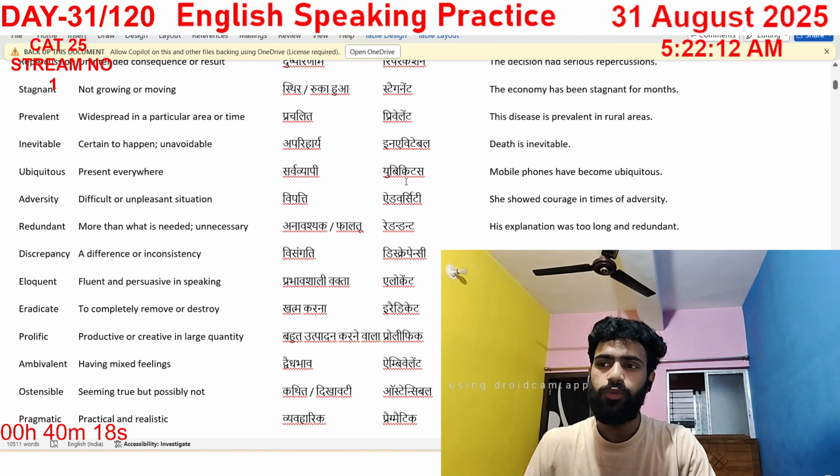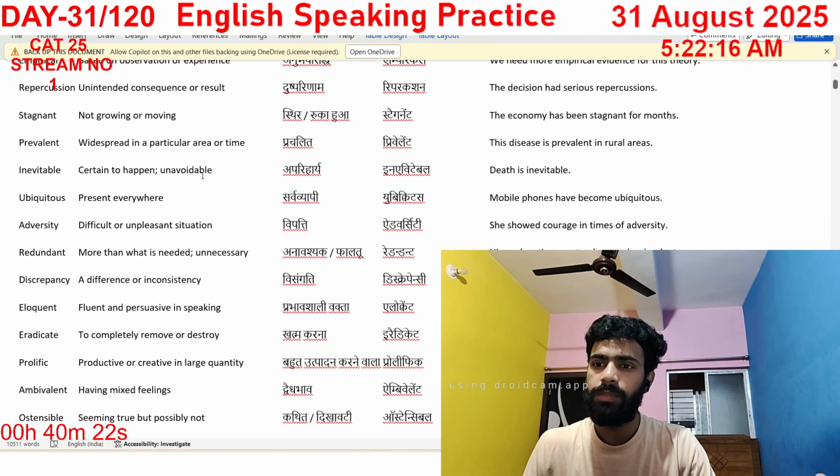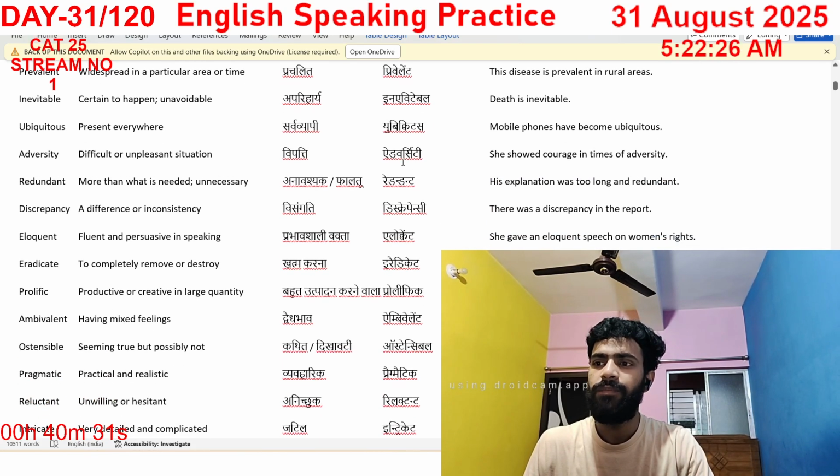Then it is ubiquitous. Ubiquitous means present everywhere. Mobile phones have become ubiquitous, means it is everywhere. Adversity. Adversity means vipatti, difficult or unpleasant situations. She showed courage in times of adversity.